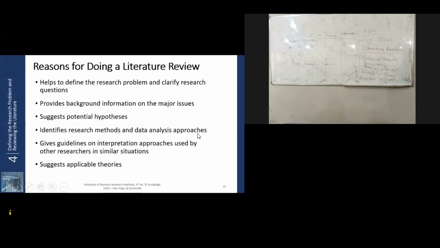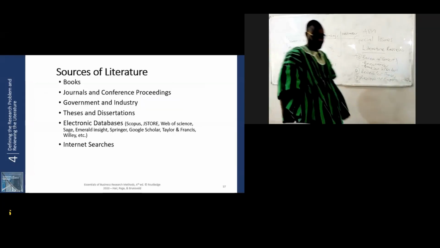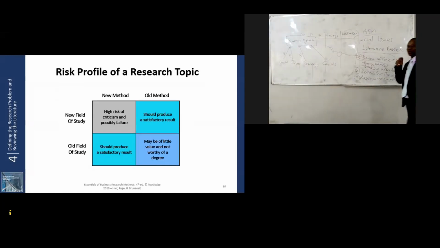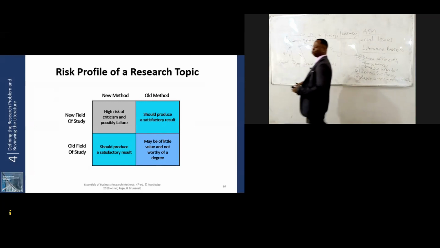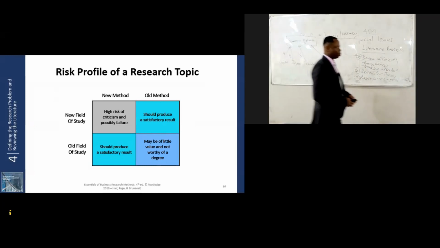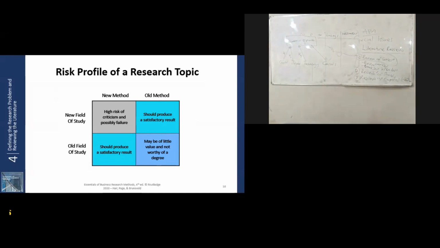So you see that literature review is very important. Now, when you are going to do the research, there are various degrees of risk that we encounter in the research process. And that will depend on the nature of the research topic. So at this side, I'm going to give the description first.